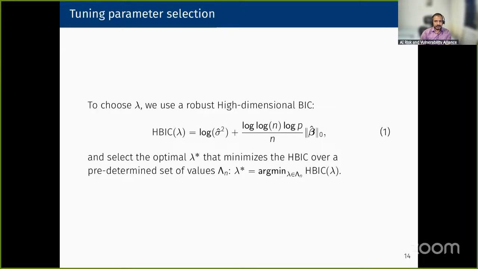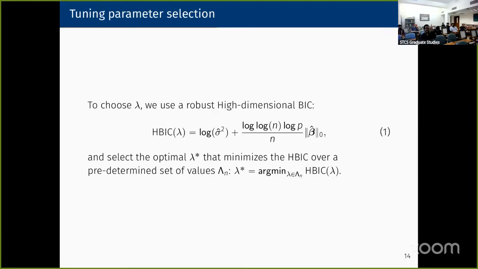There is a tuning parameter selection problem, which is choosing the tuning parameter for the penalty function. For that, we use a standard high dimensional Bayesian information criterion, where, based on the number of parameters and number of samples, you penalize the amount of sparsity in the parameters. And you also have a term that takes into account the scale factor as well. So we do a grid search over a number of parameters that minimizes the Bayesian information criterion, the HBIC, with the grid values being dependent on the sample size.